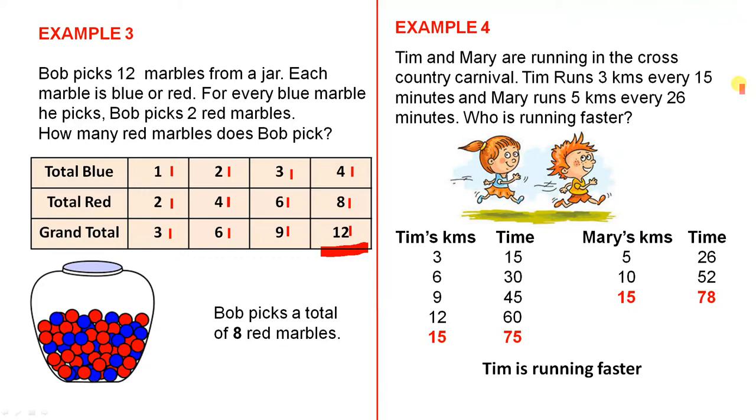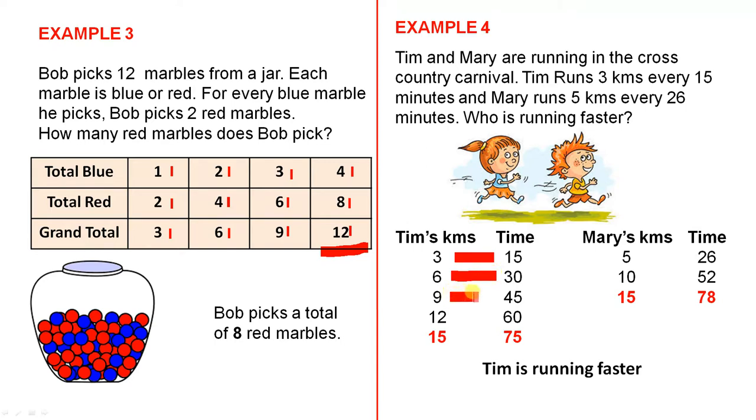Example 4. Tim and Mary are running in the cross-country carnival. Tim runs 3 kilometres every 15 minutes, and Mary runs 5 kilometres every 26 minutes. Who is running faster? Let's look at Tim's progress first. It says for every 3 kilometres, Tim takes 15 minutes. For 6 kilometres, he takes 30.